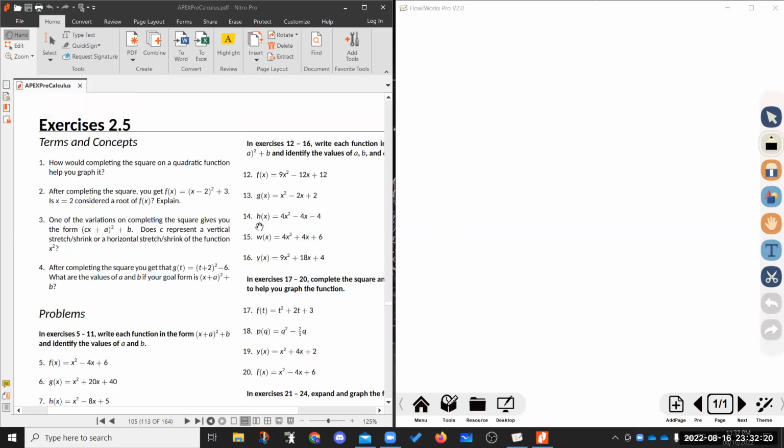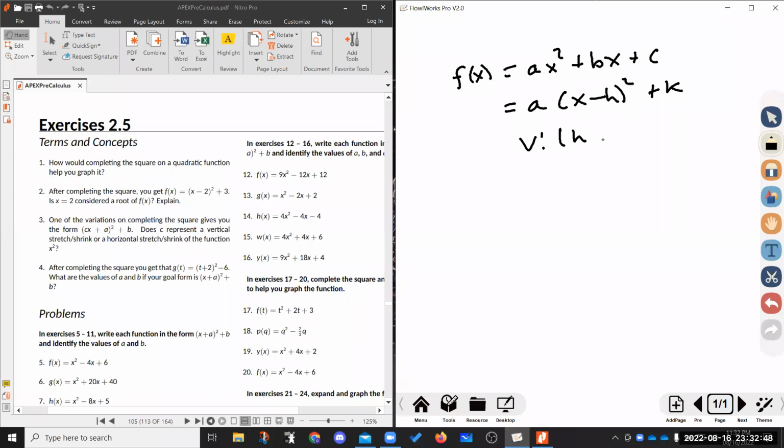In this video, we're going to talk about exercises from 2.5. Topic is completing the square. Completing the square is how we're going to find the vertex form of a parabola and turn an equation that looks like f of x equals ax squared plus bx plus c into a formula that looks like a times x minus h squared plus k, where our vertex is going to be at (h, k).